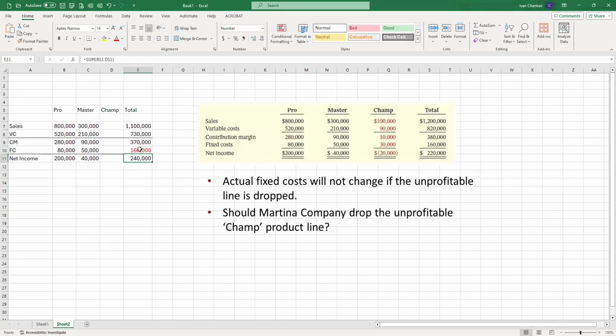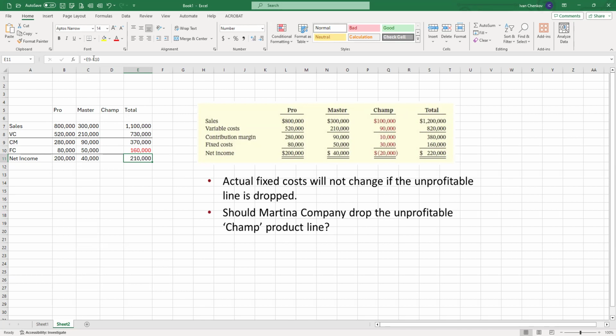So that calculation now is not correct. This one is going to be equal to this one minus that one. Where is my profit now? It has decreased. Yes, decreased. So should I drop the champ? No. Why? Because I'm going to lose how much? $10,000. And $10,000 is what? The contribution margin from the champ. The lost contribution margin. Make sense?